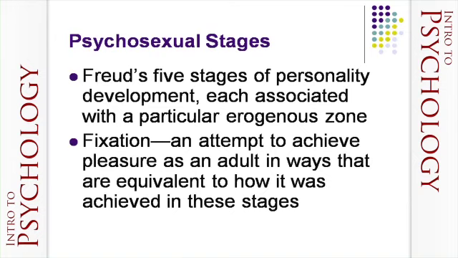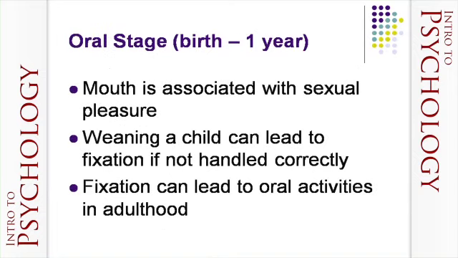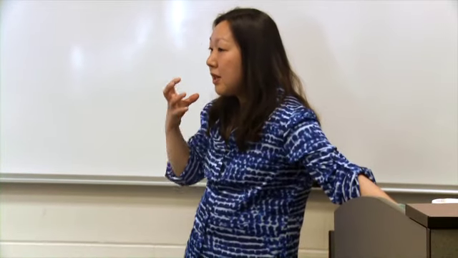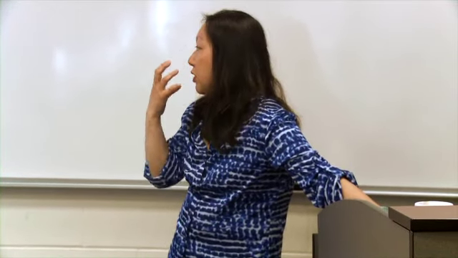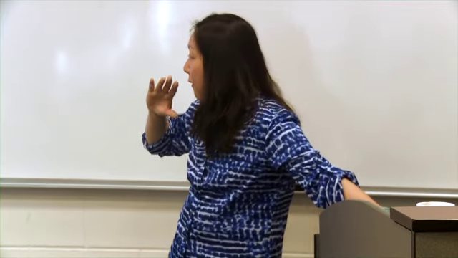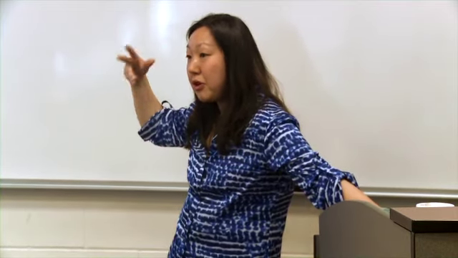Then, psychosexual stages. Of course, anything Freud related to psychosexual stuff, okay? So Freud's 5 stages of personality development, each associated with a particular erogenous zone. Fixation meaning an attempt to achieve pleasure as an adult in ways that are equivalent to how it was achieved in these stages. Okay. So oral stage, birth to 1 year. Mouth is associated with sexual pleasure. So weaning a child can lead to fixation if not handled correctly. So fixation can lead to oral activities in adulthood. They might have some obsession with oral sex, for instance, if they didn't pass the stage correctly. That's how Freud was thinking.